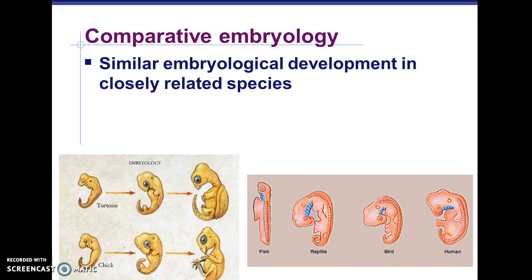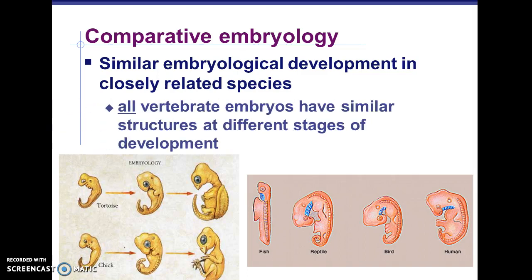Similar embryological development in closely related species. All vertebrate embryos have similar structures at different stages of development. So we're looking at, actually, let's look over here, a fish, a reptile, a bird, and a human. Look at the similarities between these embryos, and they all kind of develop in the same way. So we're looking at a turtle and a chick. There doesn't seem to be a whole lot of difference in these embryos.